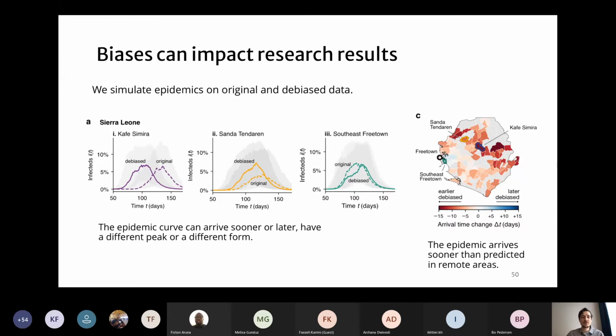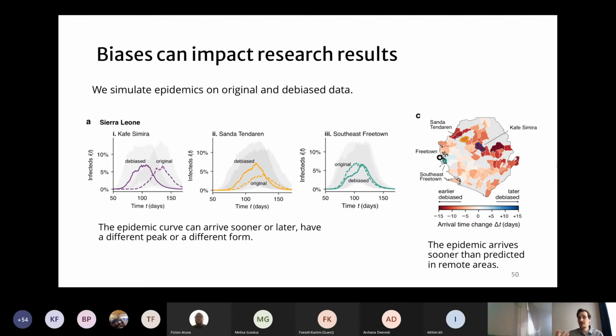And what we found is that if you debias this data set, the epidemic can progress very differently than if you don't. So here are shown the epidemic curves, so the number of infected over time, for three different districts for the debiased and original data set. And you can see that the epidemic curve can arrive much sooner than you would say on the original data set. The peak can be higher or the form can be different. And so this can have severe impact and heterogeneous impact on the outcome of results.